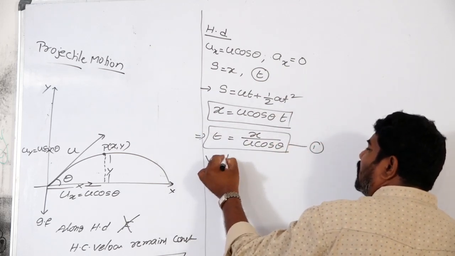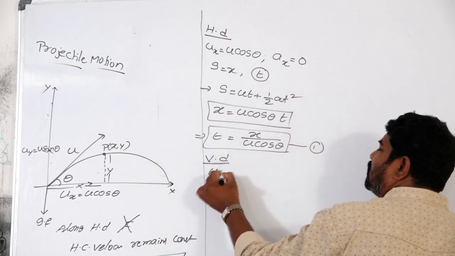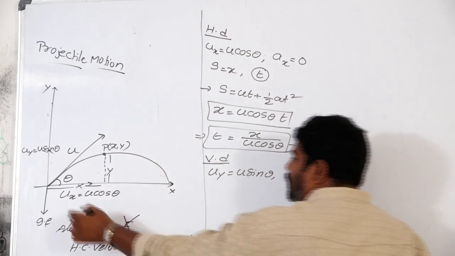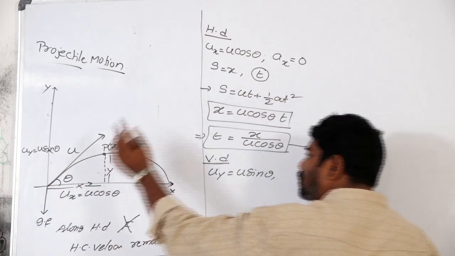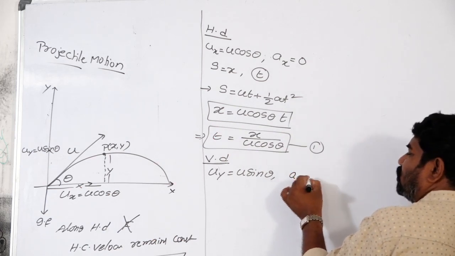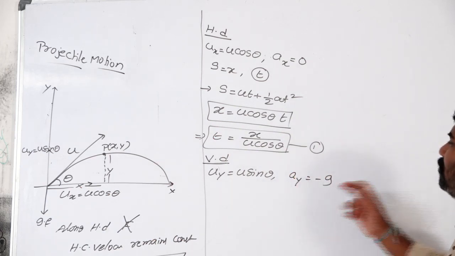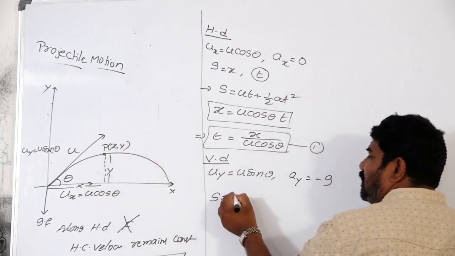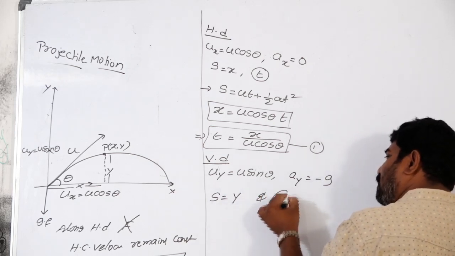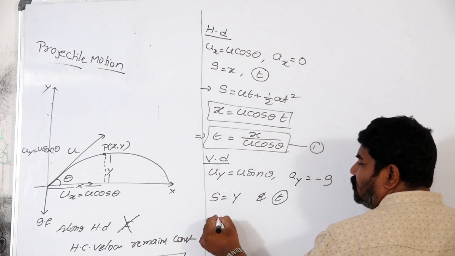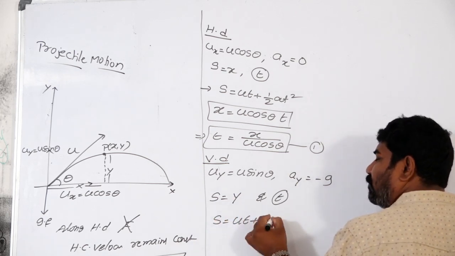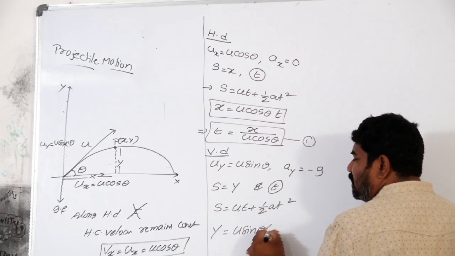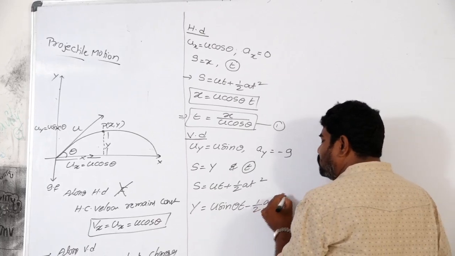Now along the vertical direction, what is the initial vertical velocity? u sin theta. What is the acceleration? Here acceleration due to gravity is acting vertically downwards, and the body is moving in the upward direction, so the vertical acceleration is nothing but minus g. ay is equal to minus g. What is the vertical distance travelled? That is nothing but y, and the time taken is t seconds. Here also we are using the formula s is equal to ut plus half at square, y is equal to u sin theta into t minus half g t square.